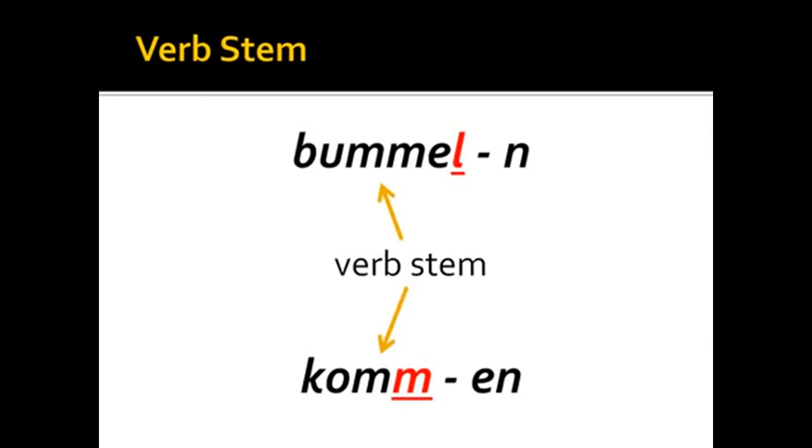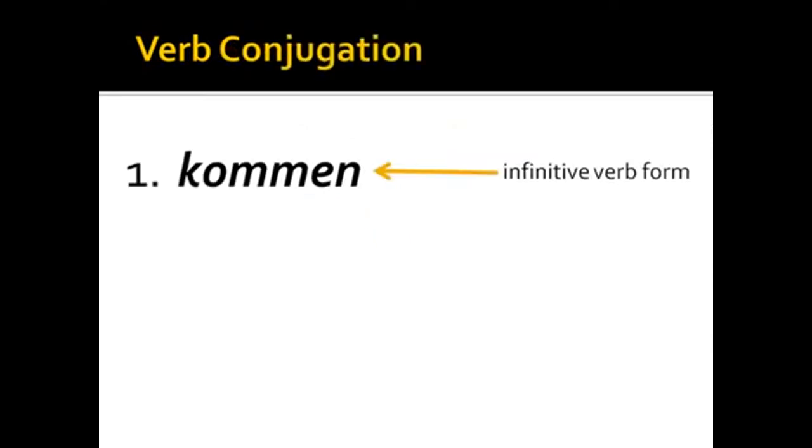It could either have an n or an en infinitive ending, depending upon the verb stem. If the verb stem ends in an L, you'll tack on an n for the infinitive form. If it ends in anything else, here for instance it ends in an M, you will use an en infinitive ending. So I want to move now to our discussion of verb conjugation.